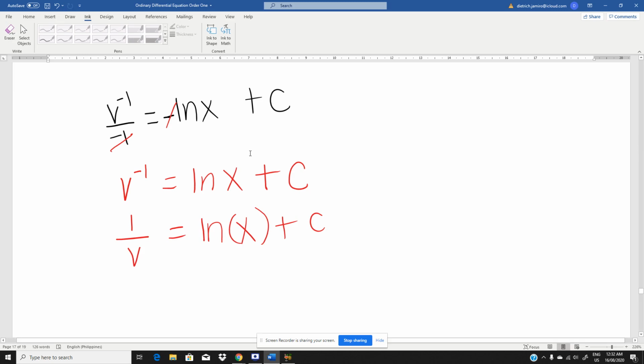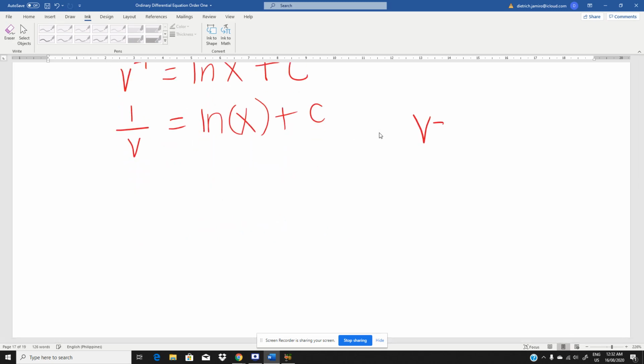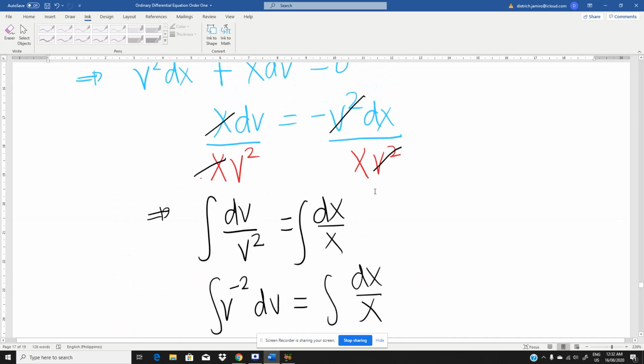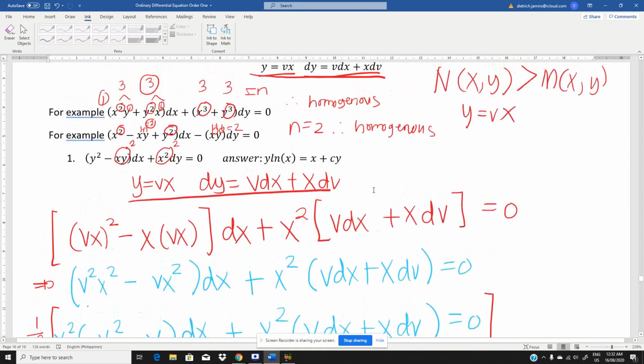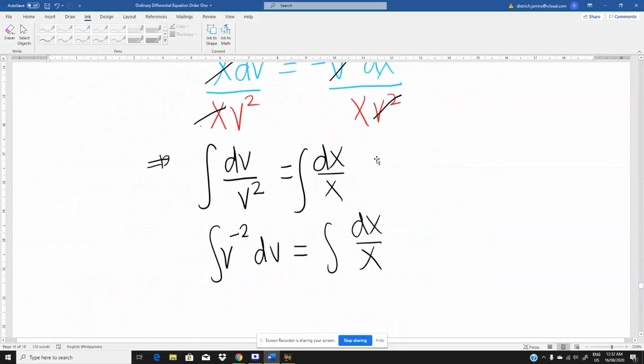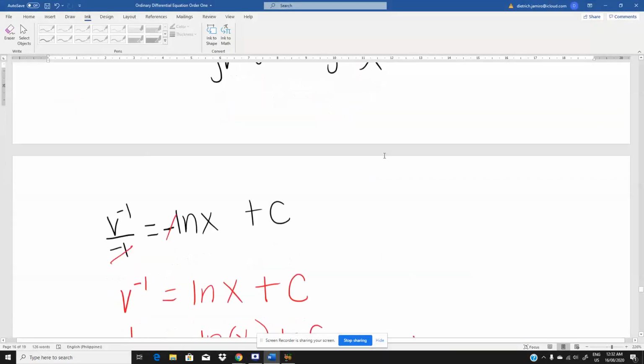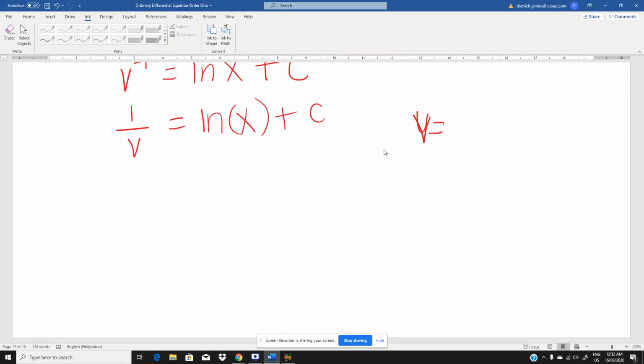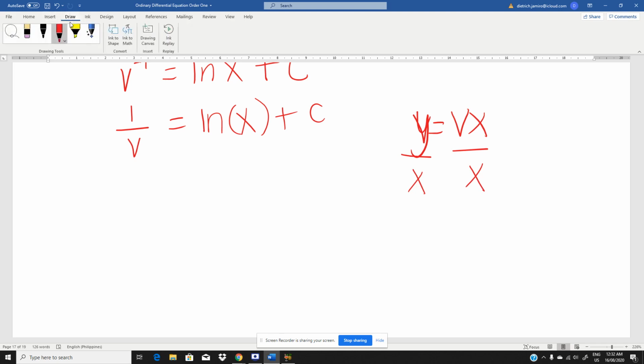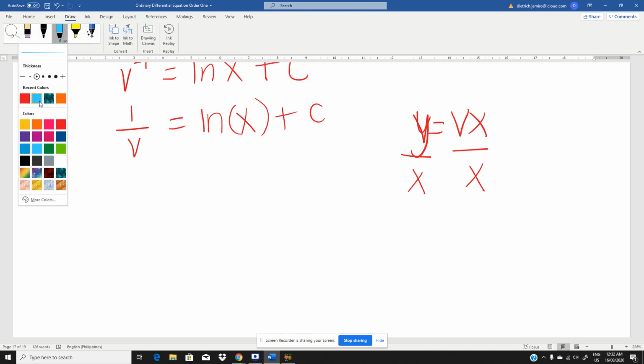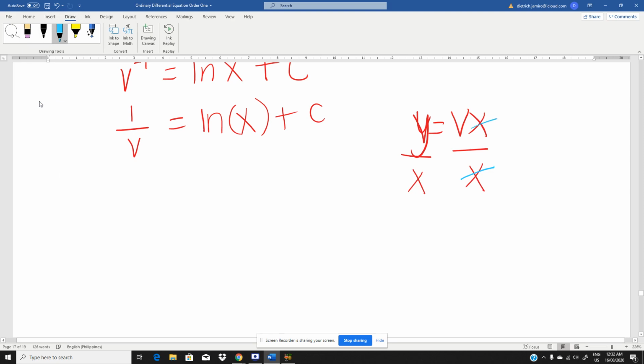As you can see, our v is equivalent to what? Sorry, our y is equivalent to vx. And then dividing both sides by x, solving for v, this one will cancel out. So v is equal to y over x.